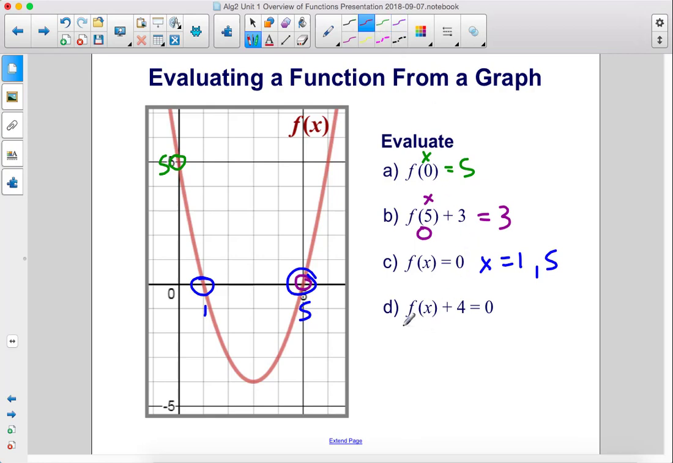And finally, f(x) plus 4 equals 0. Therefore, f(x) equals -4. We'll subtract 4 from both sides. So where is the y value -4? 1, 2, 3, 4. So we look here and we see, y is -4 right where x equals 3. So x equals 3. And here are all of the answers.